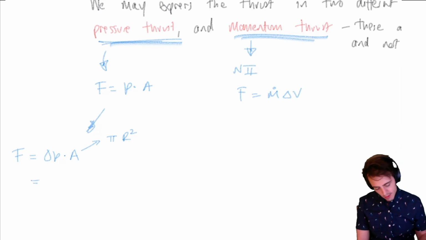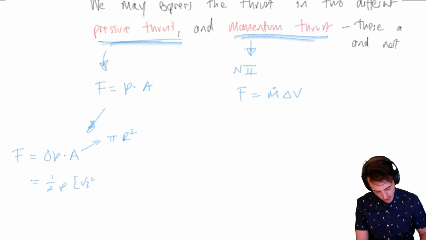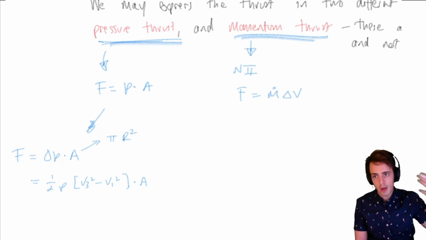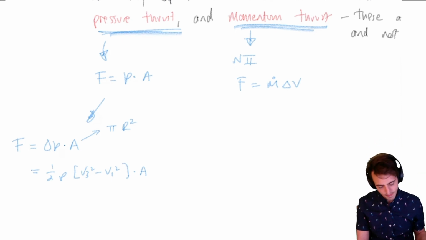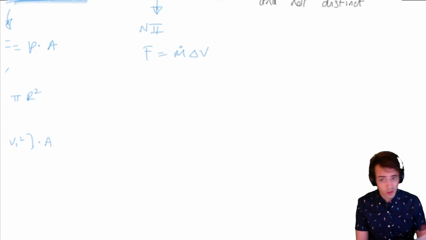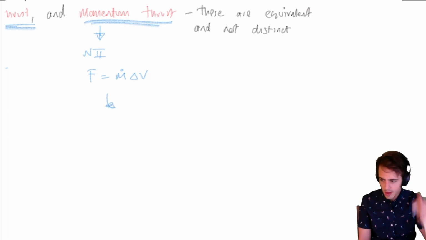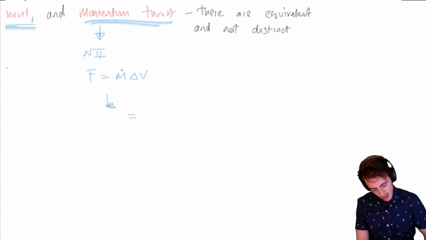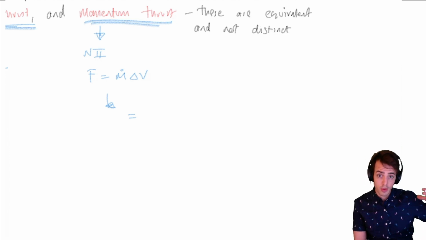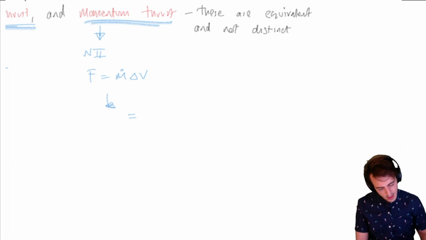So we've got our expression for delta p. The expression for delta p was a half rho, V3 squared minus V1 squared, and then if we multiply that by the area, we're going to get our pressure thrust for our propeller. And we'll get the total thrust, and we've just expressed it from pressure principles. We can also look at this one here. For momentum purposes, our mass flow rate is going to be equal to the velocity passing through the disc.